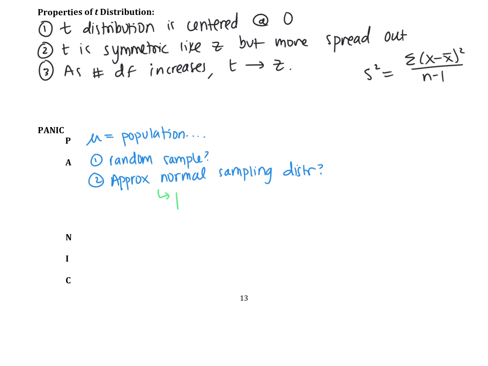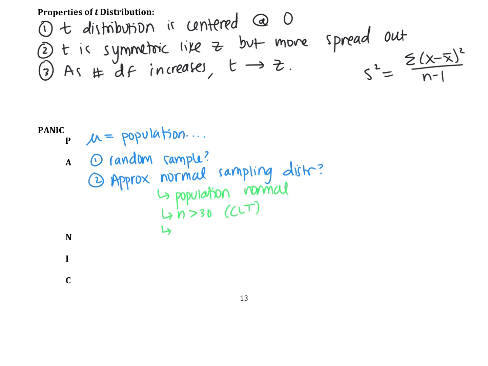The first way is you're told the population is normal. If the population is normal, you're done. The sampling distribution will be normal. If you're not told anything about the population, what's the other way? Greater than or equal to 10. Not 10. Greater than 30. Greater than 30. What is that called? CLT. Central limit theorem.